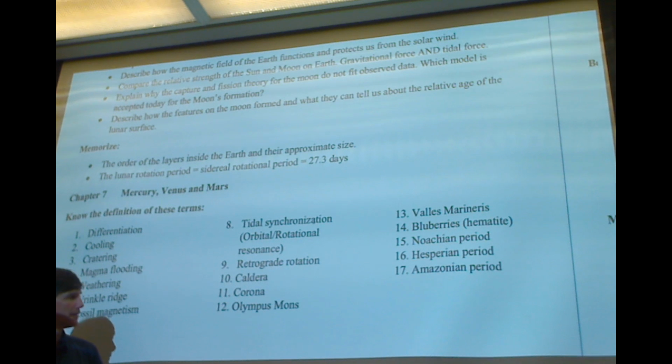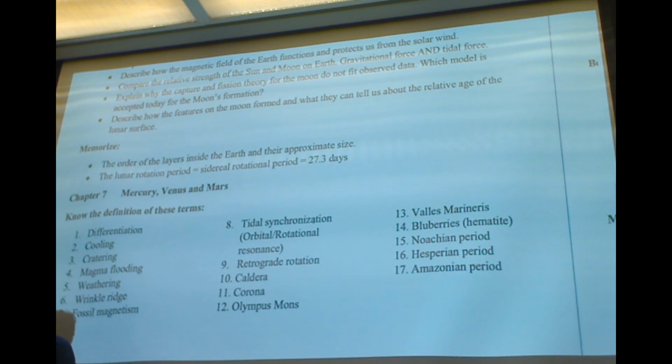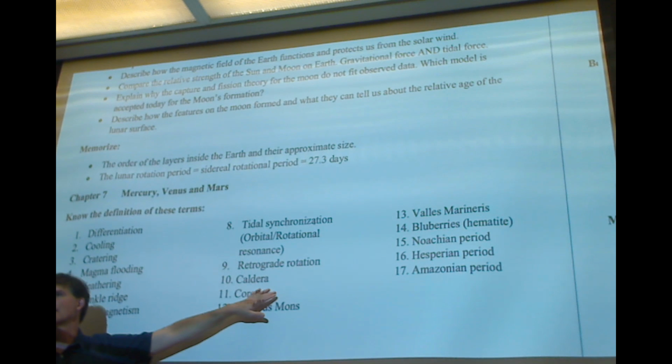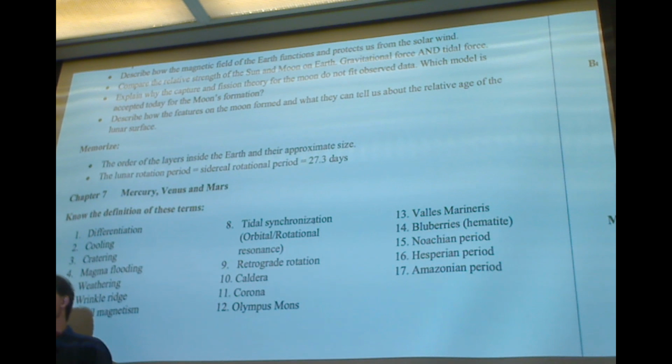No other planet. A caldera would be on Earth, a volcano which sinks after the magma goes away. I wouldn't worry too much about that. I forgot it, so I don't think it's a big deal. What's a corona? Where do you find that? Which planet? Venus. That's a Venus thing, right?